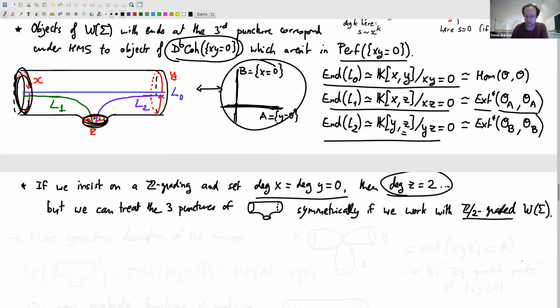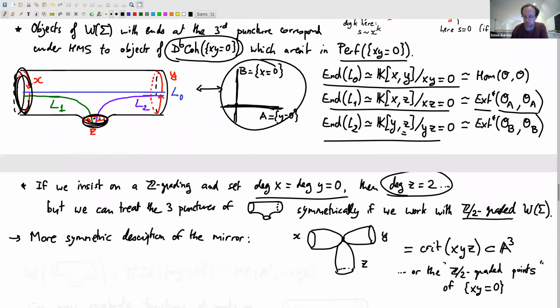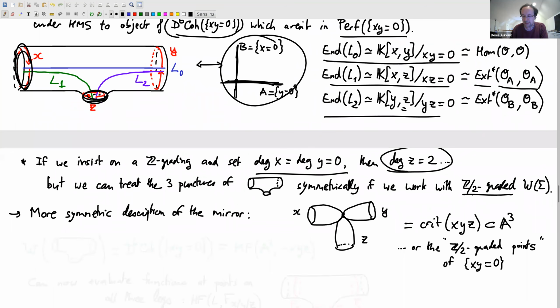So the more symmetric description of a mirror, I would argue, is, well, we can let go of the Z grading and work with a Z2 graded category. And then I would argue that the curve xy equals 0 has, in fact, an extra Z2 graded point on a Z coordinate axis, in the sense that these are modules over this algebra. They're not Z graded modules, but they're Z2 graded derived modules, something.